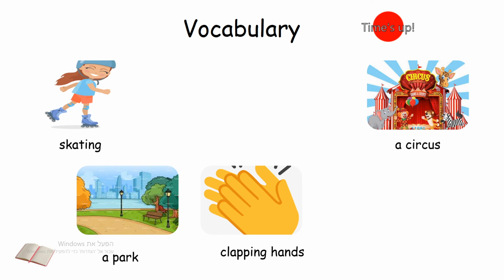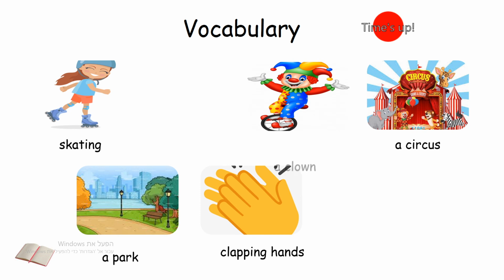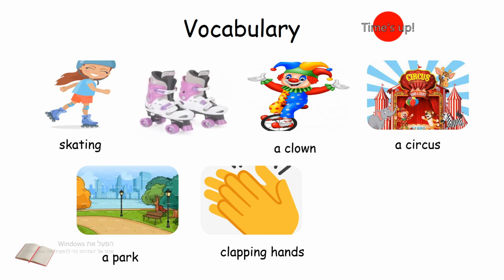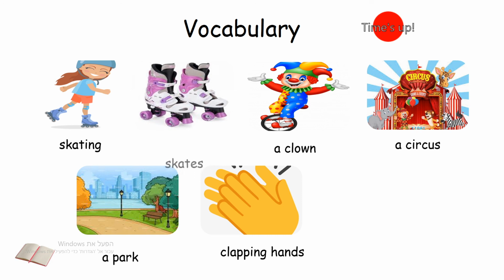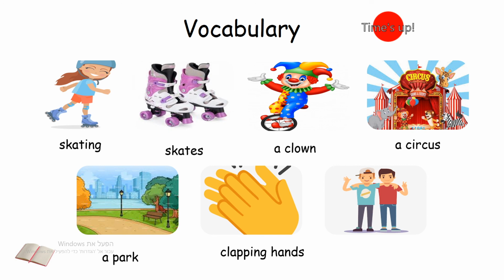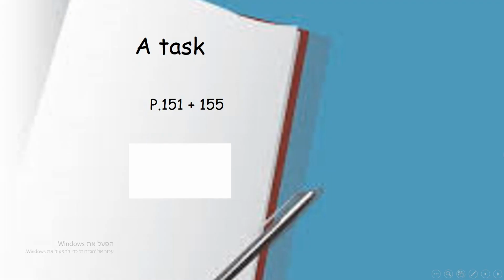And try to remember the next one. Is someone in the circus? Yes, it's a clown. Good job. And these are skates. Skates, okay? We have skate as a verb and a noun. And we have skates. Okay, skates is a noun. And the last one is friend or friends. So remember to do your task, and you can send it to me.